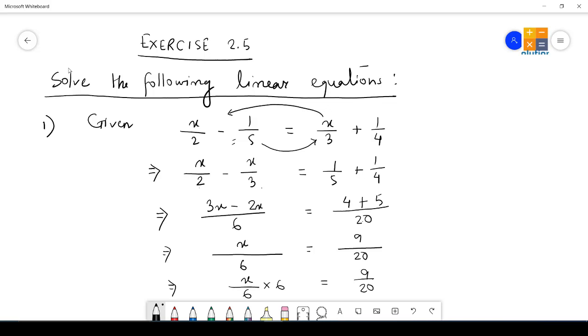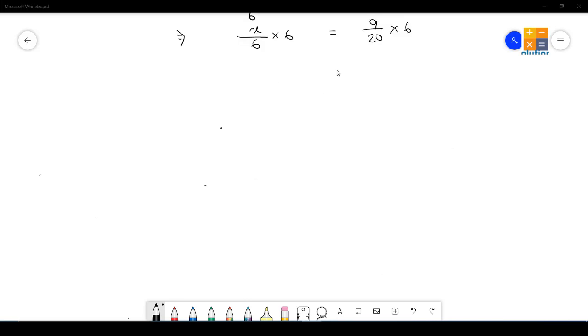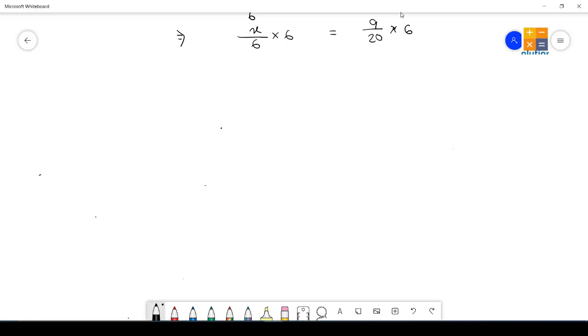9 by 20 multiplied by 6, and we can get the answer in this way. We have to perform cancellation. 6 and 20 both can be cut by 2. 2 threes are 6, 2 tens are 20, and on this side 6 gets cancelled, so x is equal to 9 threes are 27 divided by 10. This is the answer.